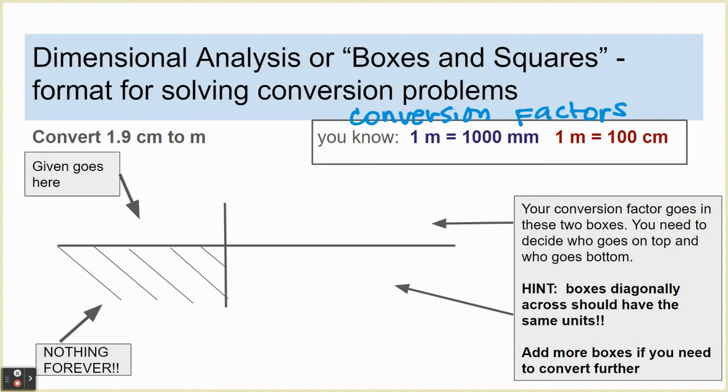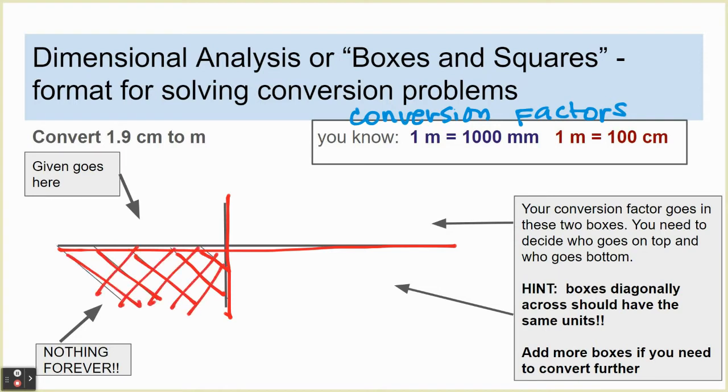The first thing you want to do in dimensional analysis is draw the boxes and squares. So I want to do these boxes and squares right here, pre-drawn for you. Remember, guys, nothing goes in the bottom box. The first bottom box, nothing goes there, so you can erase that forever. Remember, nothing goes there.